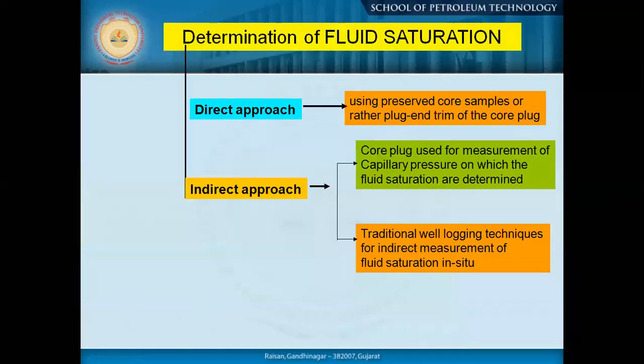It is there in the screen. If you just go through it, one is direct approach, another is indirect approach. Direct approach means you get preserved core samples. What are preserved core samples? Anybody seen preserved core samples? Do you have this idea?